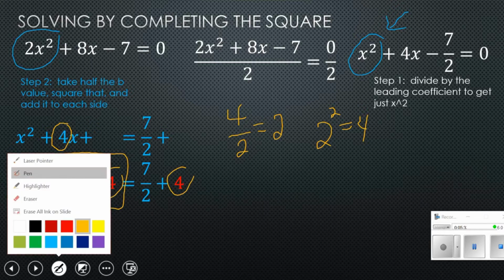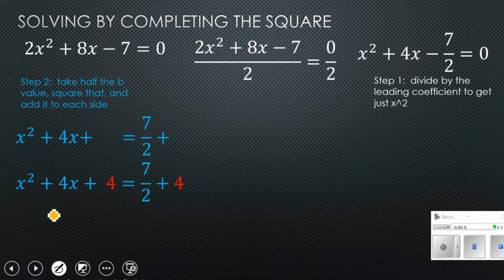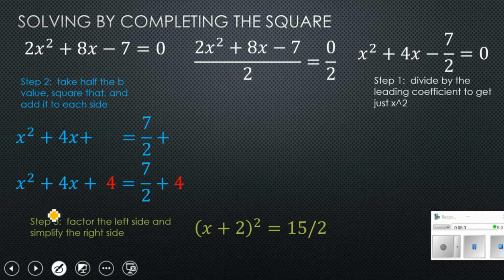Okay, so at this stage we're down to step 3. On the blue step we've added 4 to each side because that's half the b squared. And now we're going to reform and factor the left side. This side over here factors nice, like this right here. It's always going to be a perfect square trinomial because that's how we built it. We took half the b, squared it, and added it to both sides.